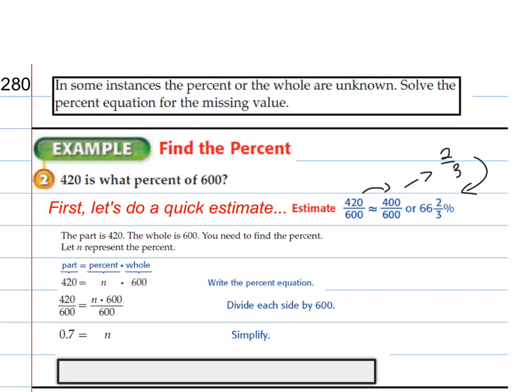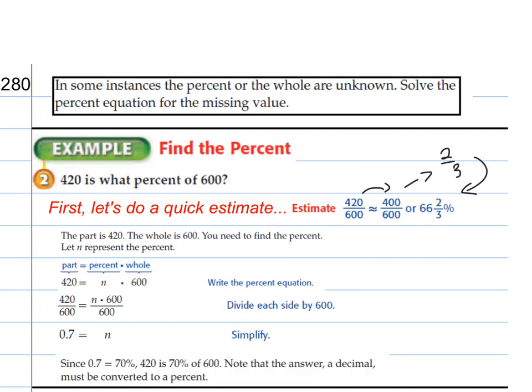The part is 420, the whole is 600. We need to find the percent. We're going to let n represent that percent. Plugging into our percent equation, part equals percent times the whole, our part is 420, percent is n, and whole is 600. So we're left with 420 equals n times 600. To isolate n, we divide each side by 600, and we're left with n equals 0.7.